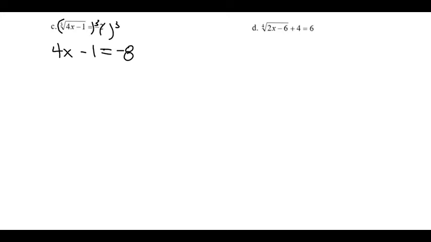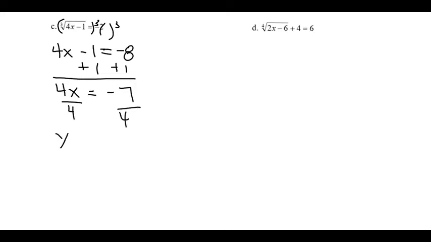So I'll add 1 to both sides. And that will leave me with 4x equals negative 7. Divide by 4. And x equals negative 7/4.